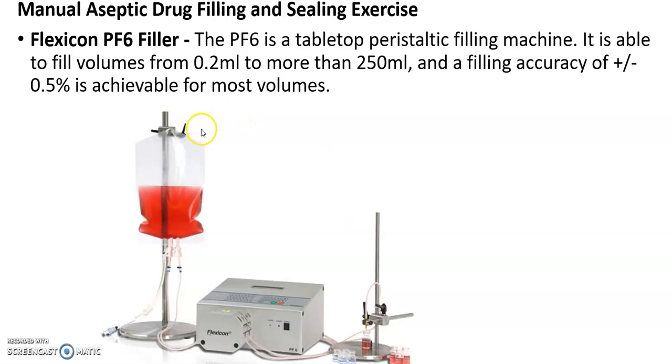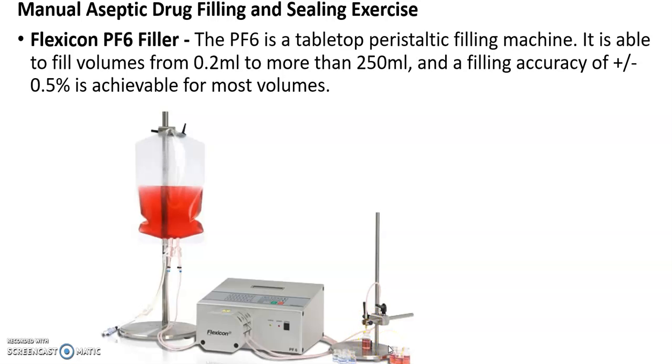So today you will use this setup. We call this the Flexicon filling machine. It's a peristaltic pump, basically. If this is a drug product, the formulated drug, you can place the rubber tubing through this peristaltic pump, and then you're going to do the filling. You can program this peristaltic pump, maybe based on volume or time, and the filling can take place on this side.